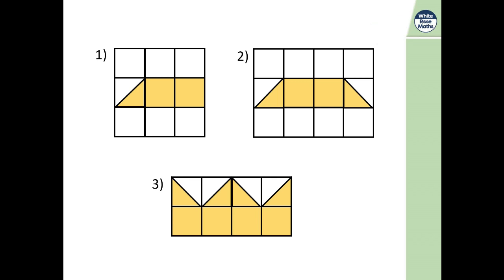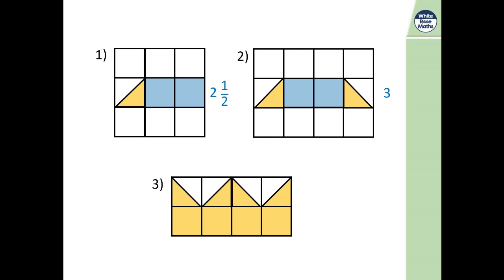How did you get on? The first one is 2 1/2 squares. That is the area of the first shape. What about the second one? You can see that there are 2 whole ones, but 2 half ones, making it 3 squares. 3 squares is the area of the second shape.